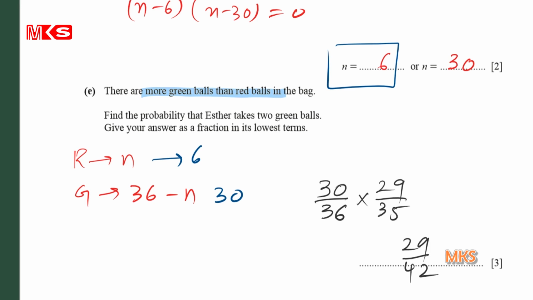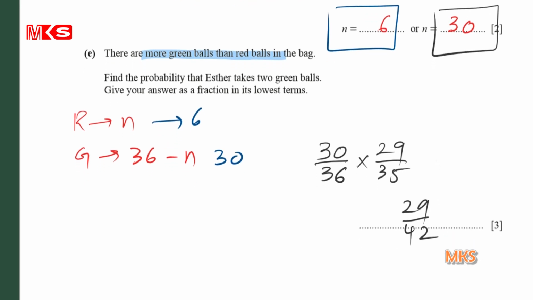So there are more green balls than red balls, so here you have to make the decision how many red will be there using these two answers for n. 1 mark for that, 1 mark for 30 over 36 times 29 over 35, and 1 mark for simplifying and making it 29 over 42.